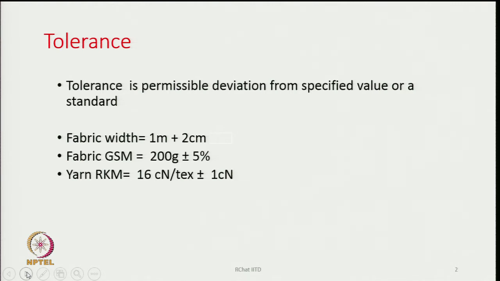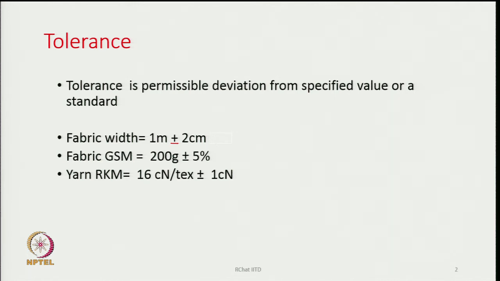Like fabric width, the nominal value could be 1 meter, and then the tolerance which could be given is, let us say, plus minus 2 centimeter or plus minus 1 centimeter. So, we can have a tolerance like this here. Similarly, for fabric GSM it could be 200 gram plus minus 5%, or yarn RKM could be 16 centinewton per tex plus minus 1 centinewton. So, the tolerance part could be in the same unit or could sometimes be given in percentage terms also.